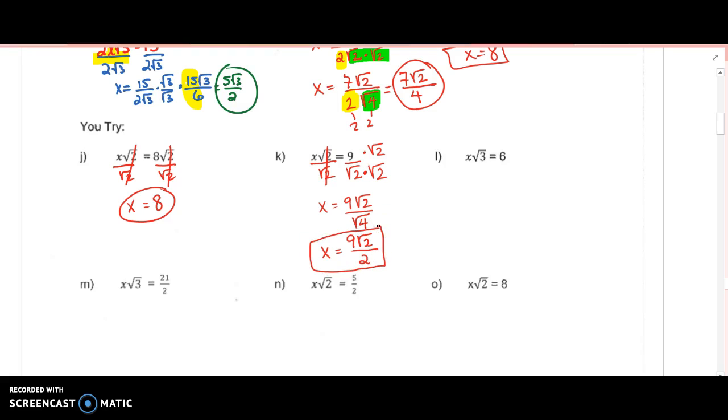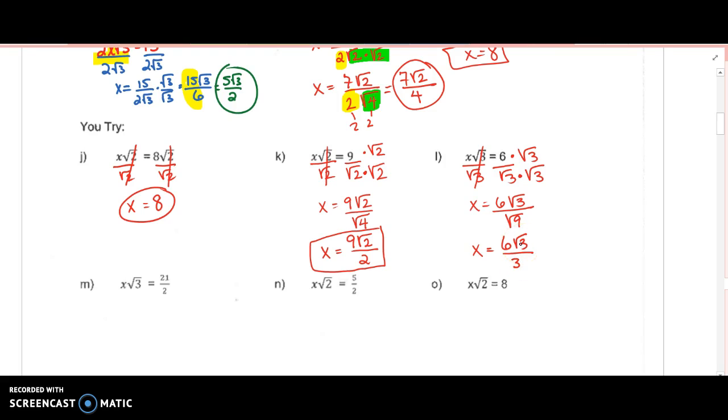Okay. Same thing with L. You divide it by square root 3. These cancel. Got to rationalize since you have a square root on the bottom. Let's multiply by square root 3. So 6 square root 3 over square root 9, but we know the square root of 9 is just 3. So 6 square root 3 over 3.